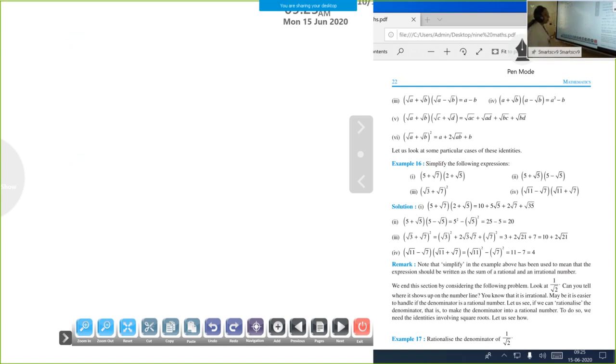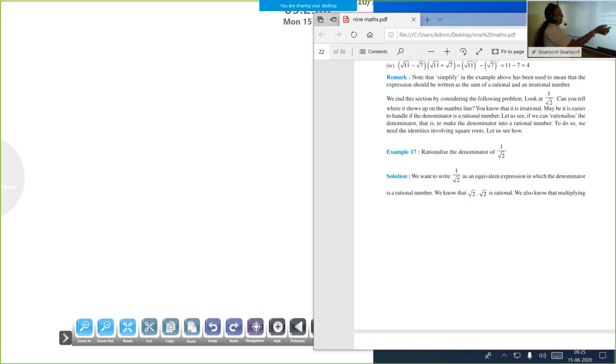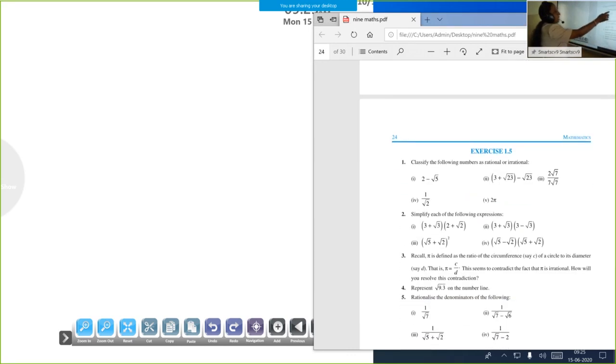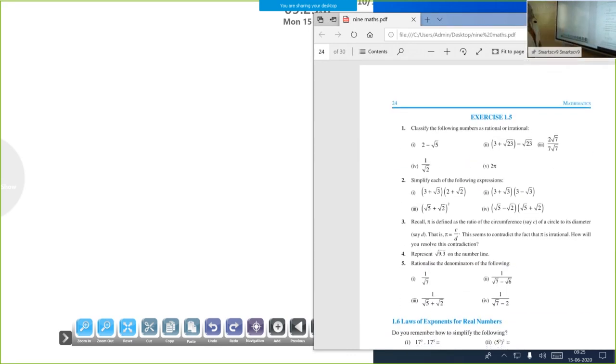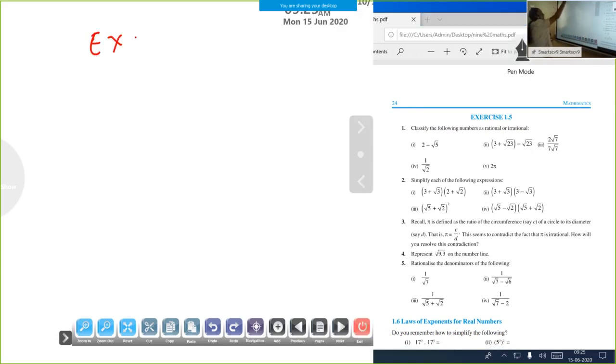So today we studied how to open the bracket using identities, or without identities by simply opening the bracket. Next, in your textbook take exercise 1.5 and solve that exercise. Your first question is, classify the following numbers as rational or irrational. Some numbers are given there. You just name them as rational or irrational.